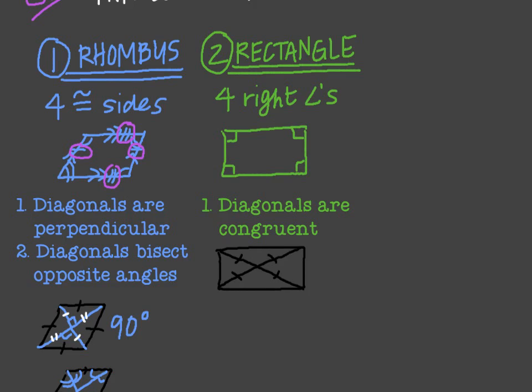Now, unlike a rhombus, and you can see in this picture, the diagonals are not perpendicular. You can see in this picture that the diagonals are not crossing at 90-degree angles, and that they don't bisect opposite angles either. You can see that these angles are different measures in here.